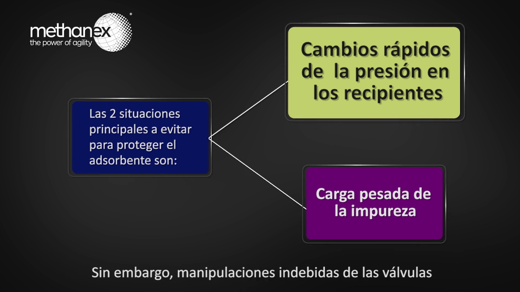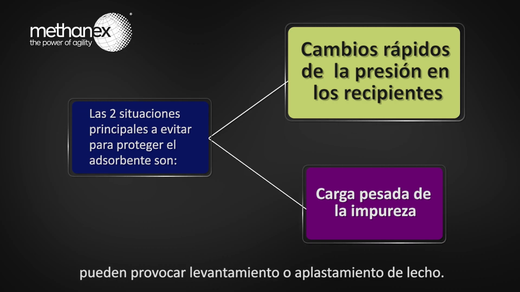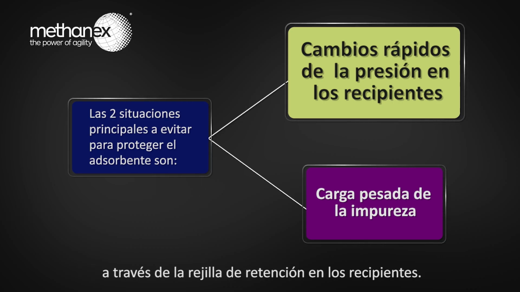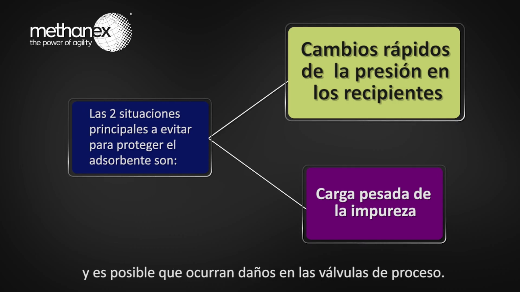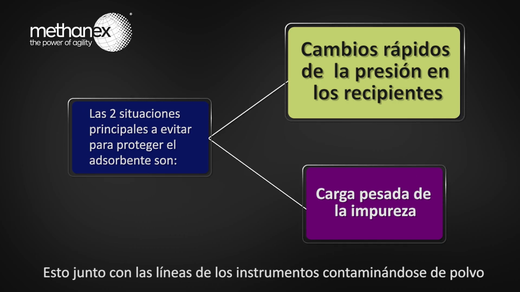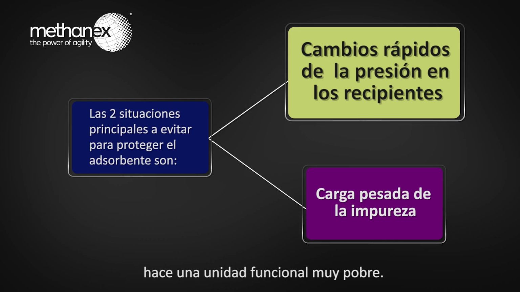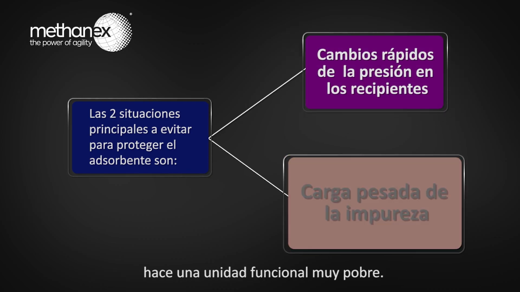However, improper manipulation of the valves can cause bed lifting or crushing. This pulverizes the adsorbent and the resultant dust will seep through the retaining screen in the vessels. Pressure drop through the vessel will increase and cause damage in the process valves if possible. This, along with the instrument lines fouling with dust, makes for a very poorly functioning unit.